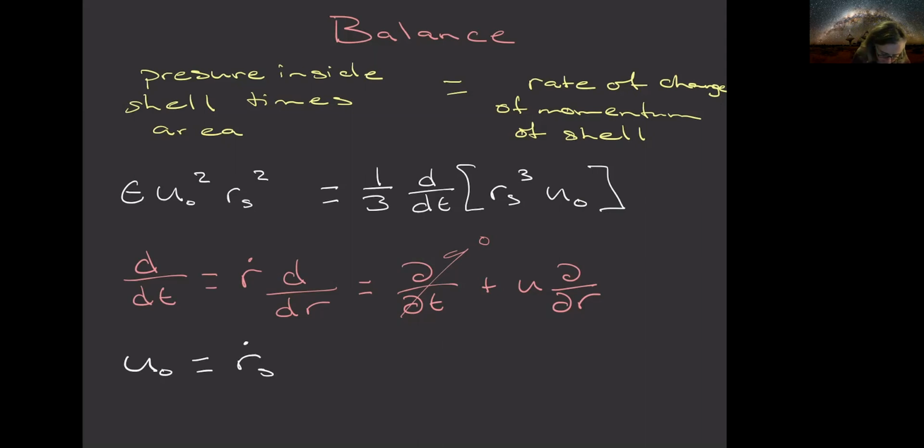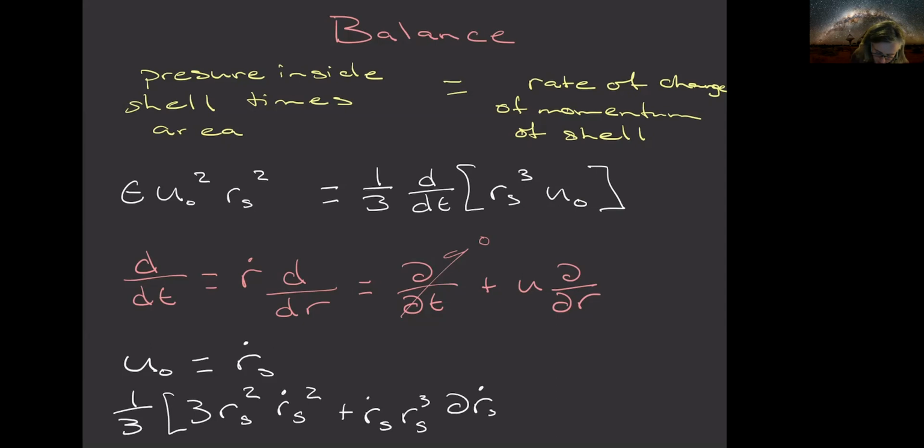So we can rewrite our equation above as 1/3 times 3 rs squared, rs dot squared, plus rs dot rs cubed, partial derivative of rs dot with respect to r, is equal to epsilon rs dot squared rs squared. Okay, let's see if we can cancel some things out.